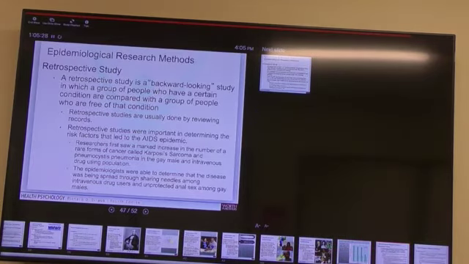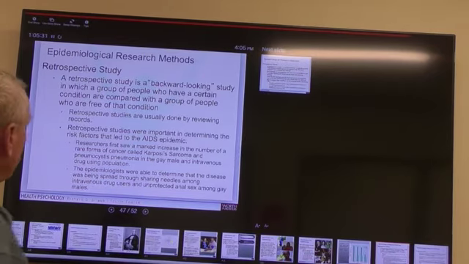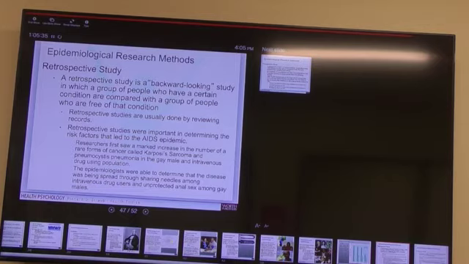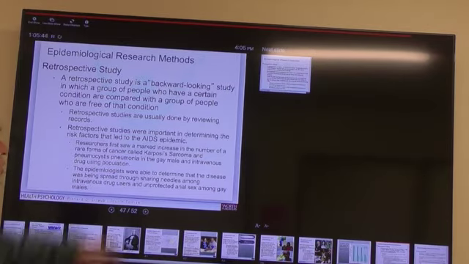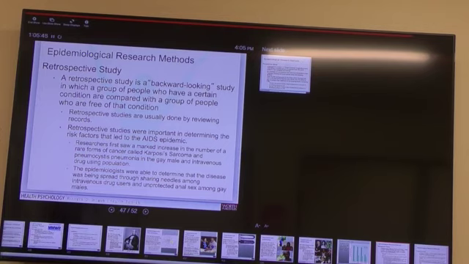A retrospective study is a backward-looking study in which a group of people who have a certain condition are compared with a group of people who are free of that condition. Retrospective studies are usually done by reviewing records. Retrospective studies were important in determining the risk factors that led to the AIDS epidemic.